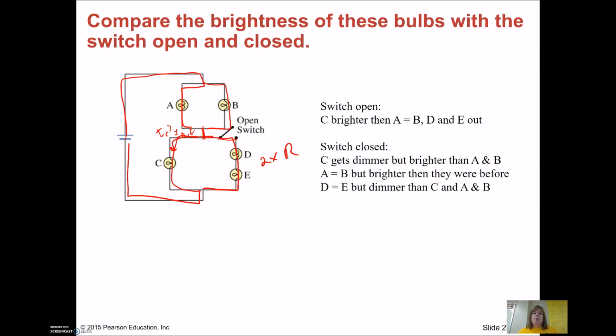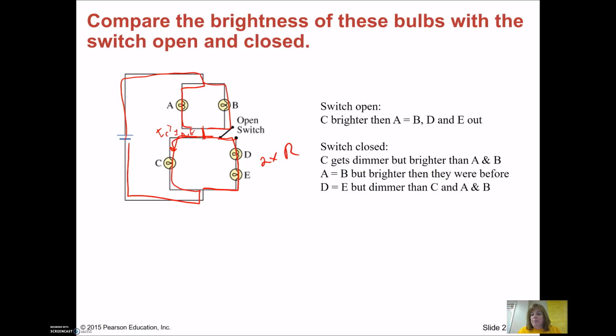So with the switch open, C was really bright, and A was equal to B, and D and E were out. But with the switch closed, C got dimmer, but still brighter than A and B, because it's not equally sharing the current like A and B are. A is still equal to B, but brighter than they were before because we're pulling more current out of that battery. And now D is equal to E, but they're dimmer because they're in series with each other, so they get less current.